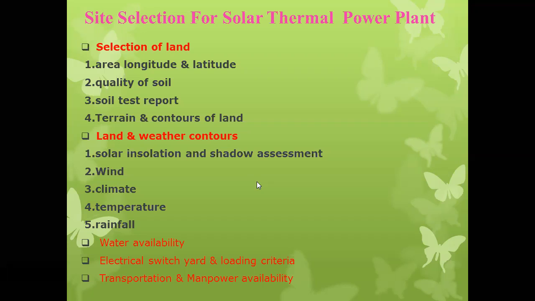Okay, next, water availability. If we decide the rainfall in that particular area, we can easily guess about the water availability throughout the year in that particular area.